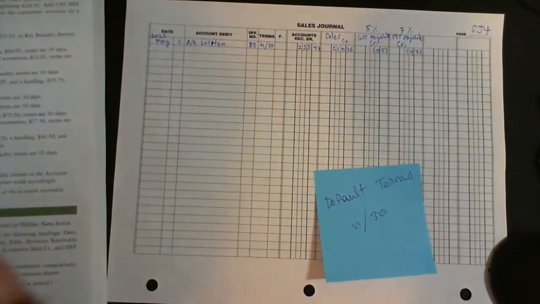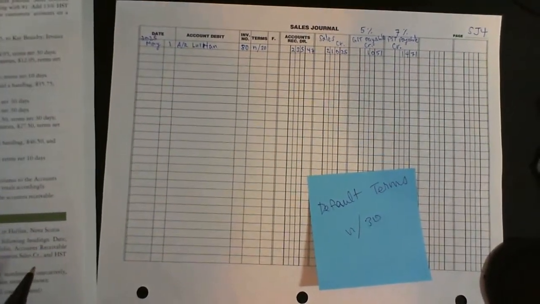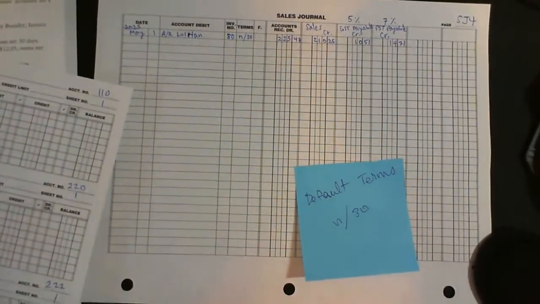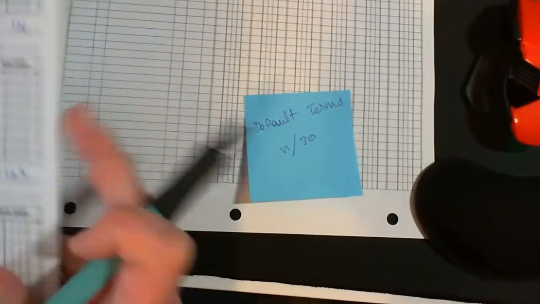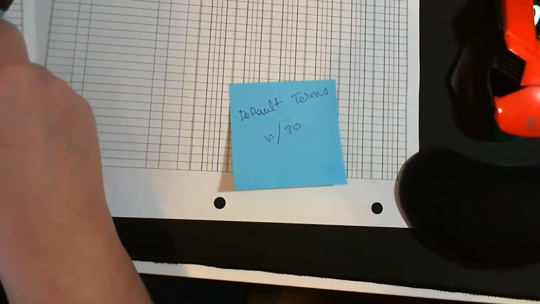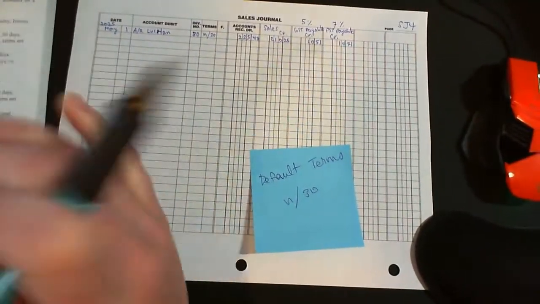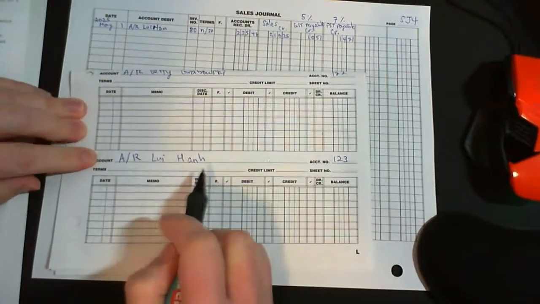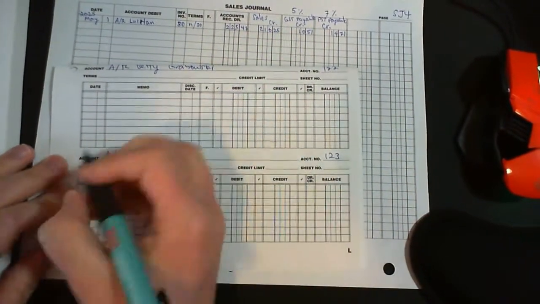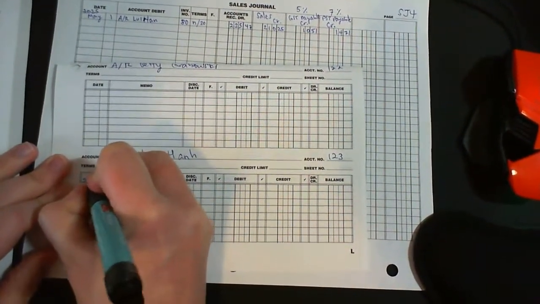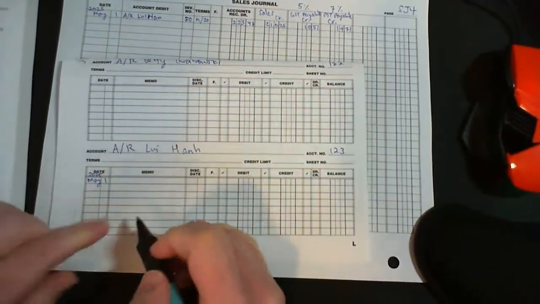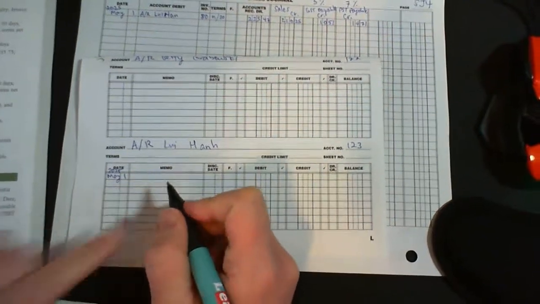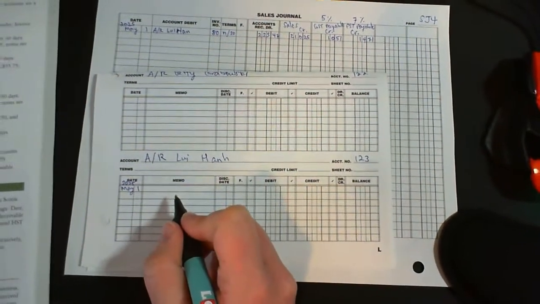So I'm going to find Louis Han. There we go. I've got Louis Han, account 123. I'm just going to fold this so that you can see what I'm doing on both pages. So I've got my Louis Han, account 123, the date 2025, May 1st. Remember, we don't want to use more than one account, or more than one line, I mean.